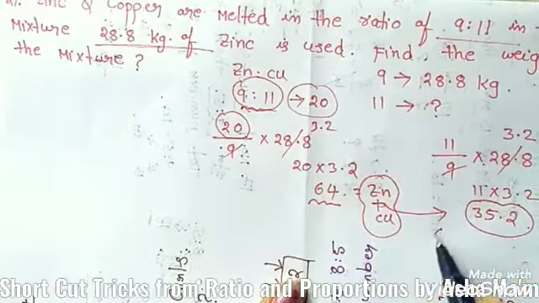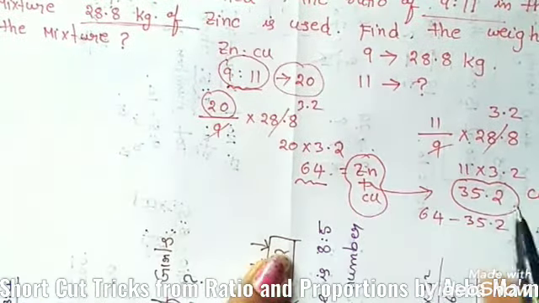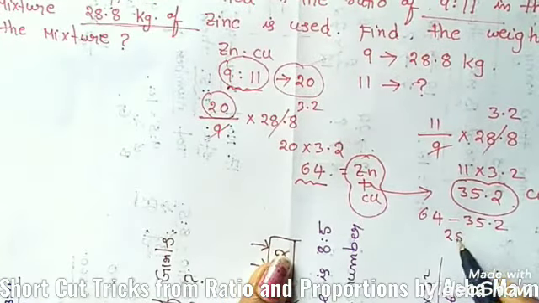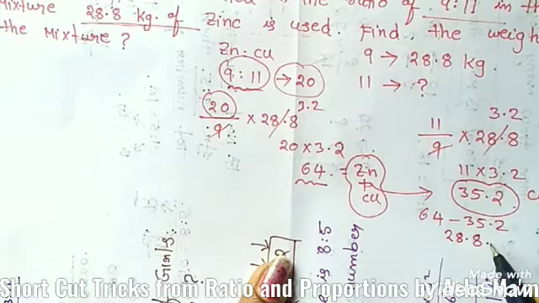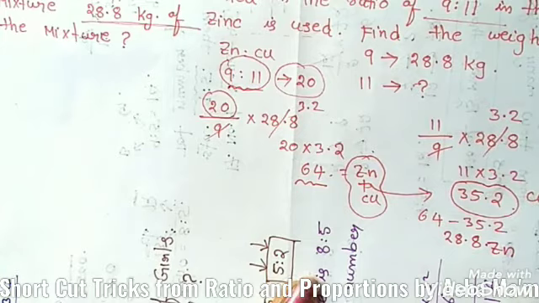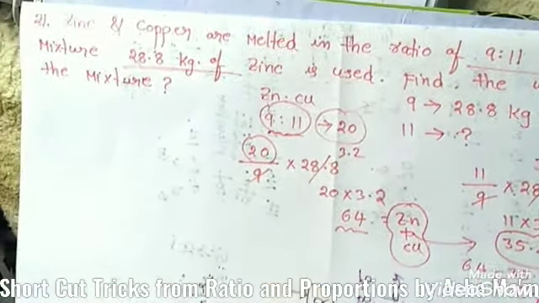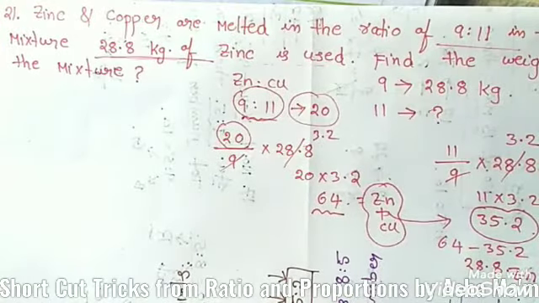Now 64 minus 35.2, if you do the subtraction, then 28.8 you should get, that is only the weight of zinc, and here is 35.2, this is the weight of copper. Okay, now this is the answer. In this way you can simply solve these types of questions.